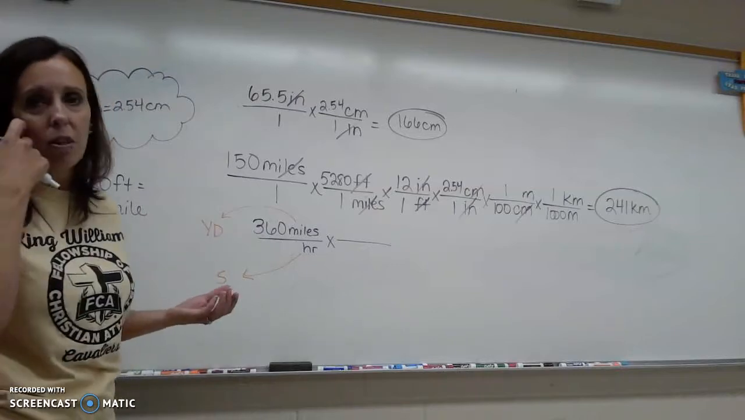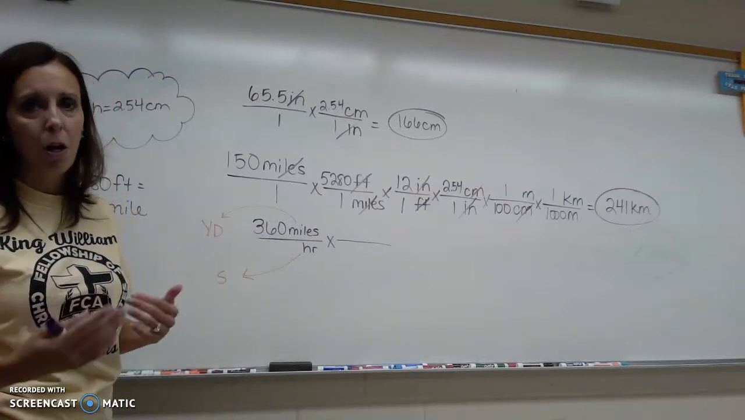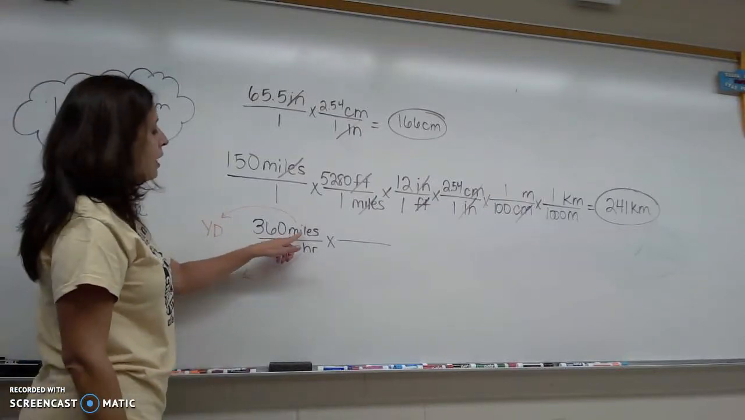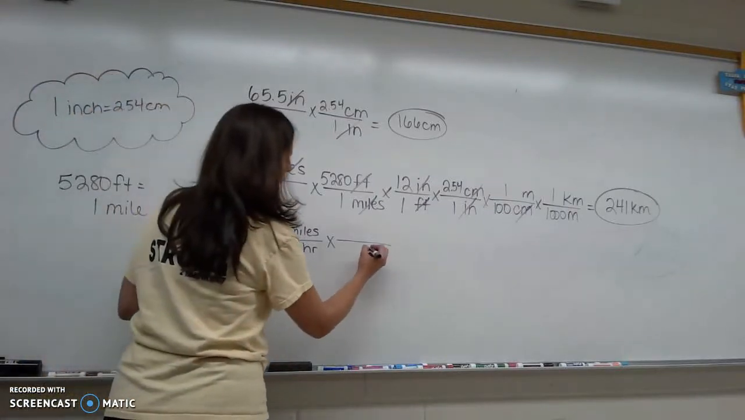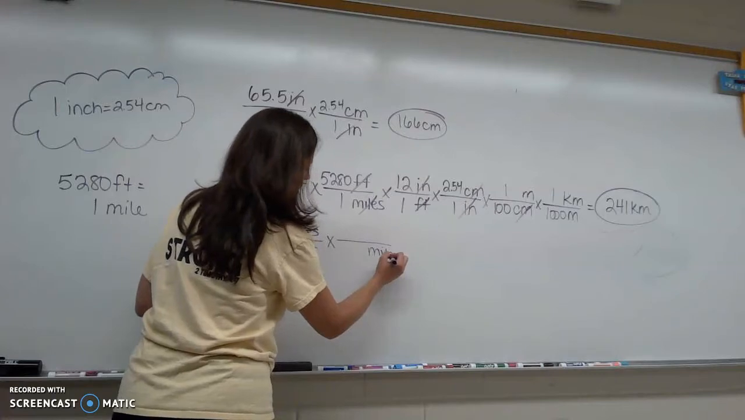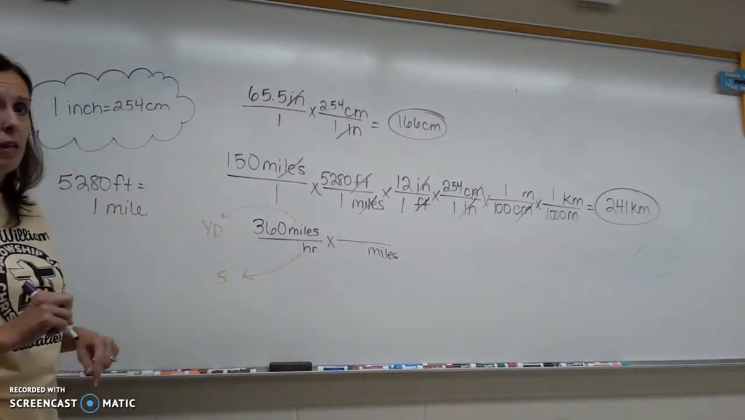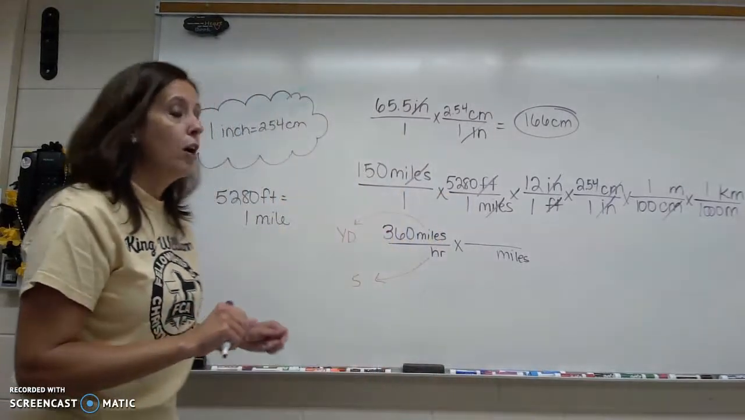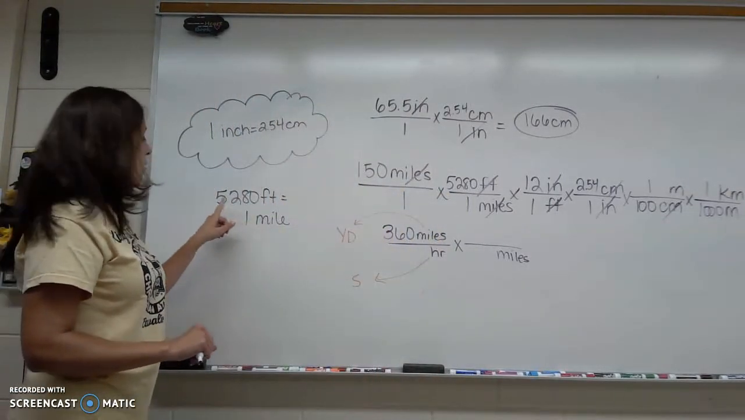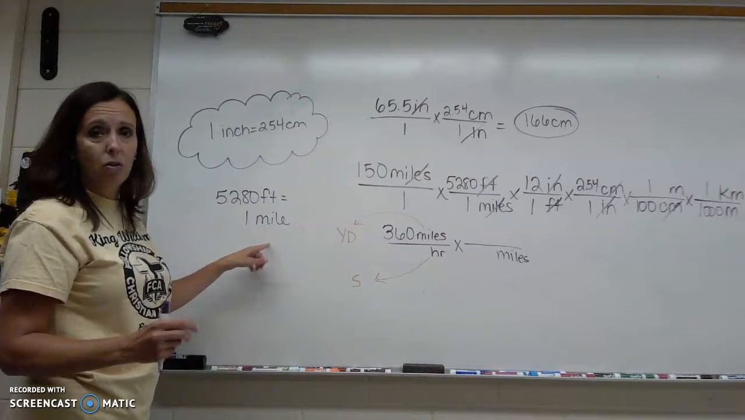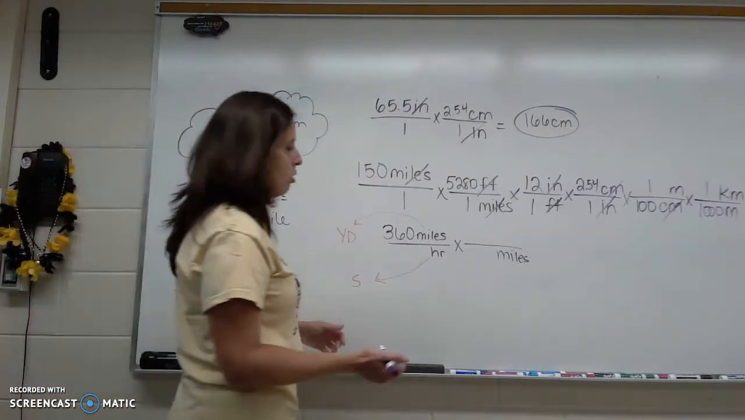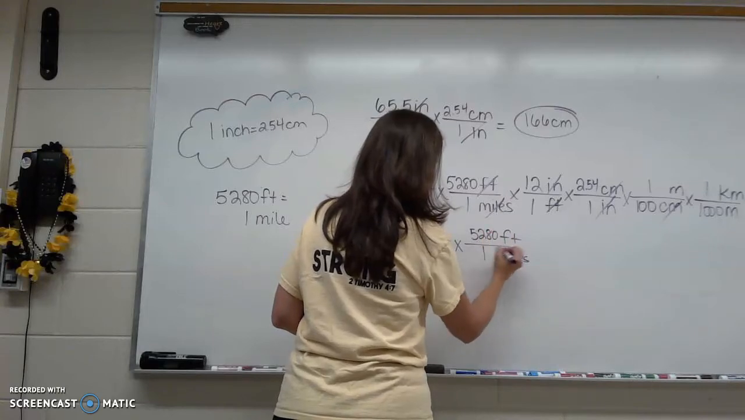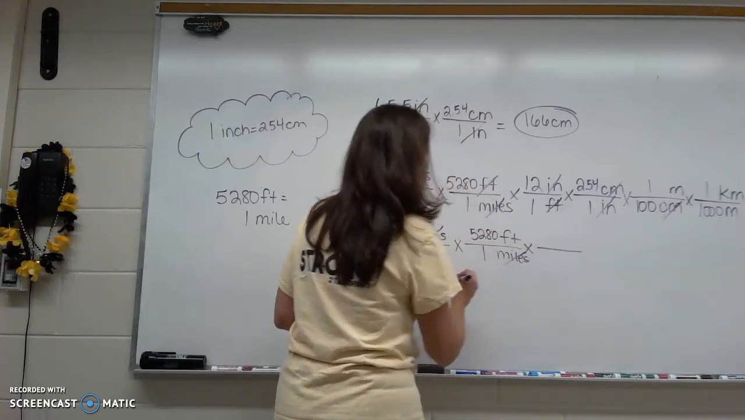I always start with the distance component. I suppose it doesn't matter either way. That's just how I roll. Okay, so I want to get rid of miles. Miles is going in the bottom. Now, from earlier, I told you that there were 5,280 feet in a mile. So that's how we always start with miles. We'll go miles to feet. Miles are gone.